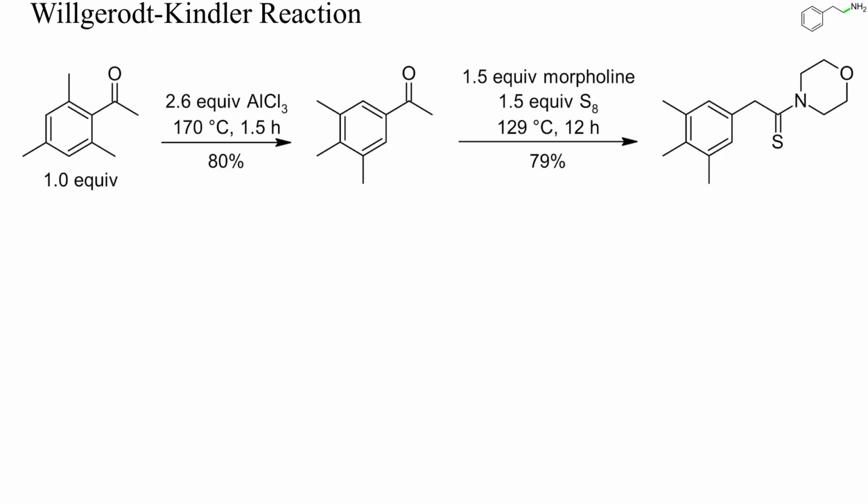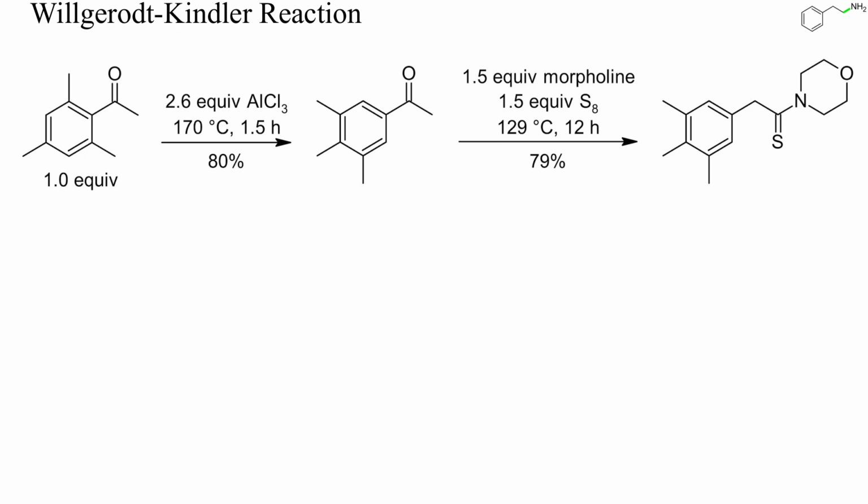Another method to convert acetophenones into phenethylamines is the Willgerodt-Kindler reaction. When ketones are heated with amines and sulfur, a migration of the carbonyl group occurs and thioamides result. In this example, the starting ketone was prepared by isomerization of acetylated mesitylene.